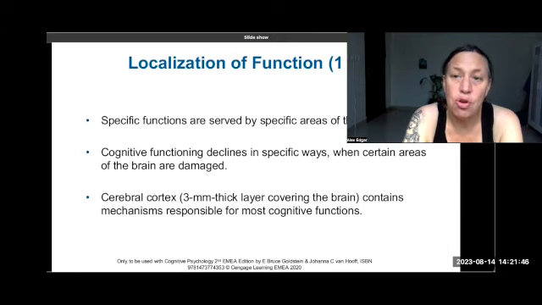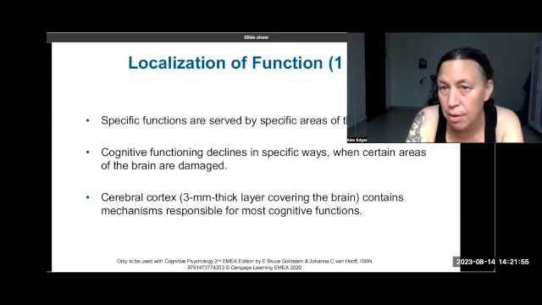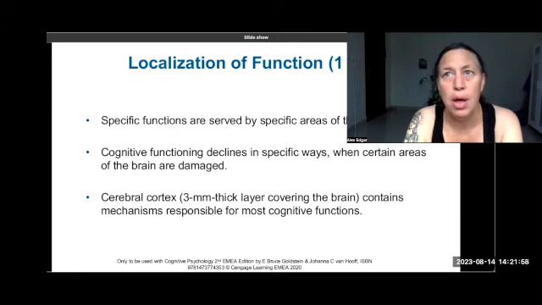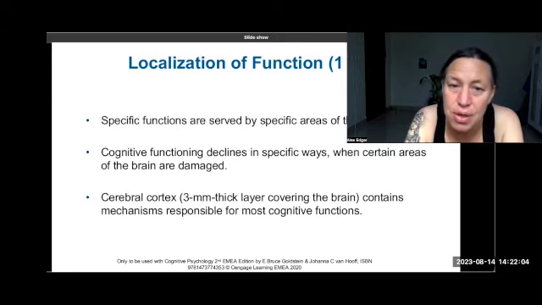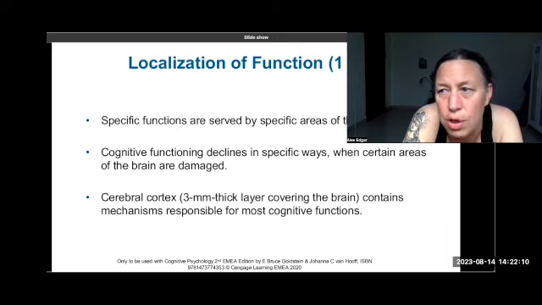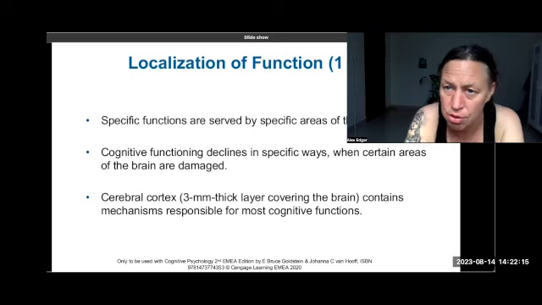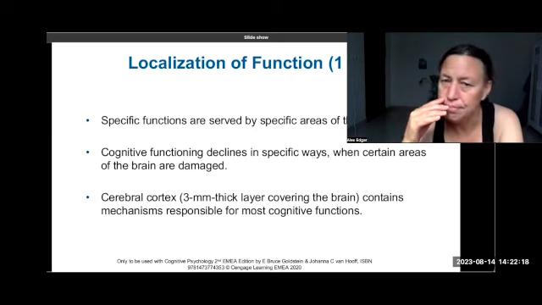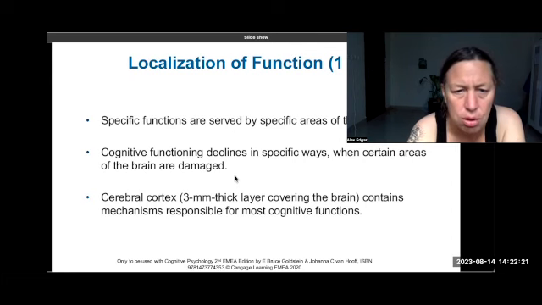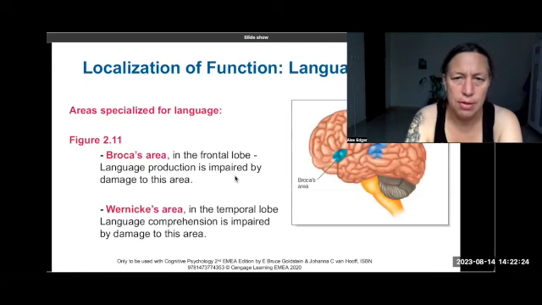Let's talk about localization of function. Localization of function means that specific functions are served by specific parts of the brain. And the Nazi cat experiments prove undeniably that this is true. Did you know the cerebral cortex is only 3 millimeters thick? And that's us, that's the cerebral cortex. So the part of the brain that makes us us is only 3 millimeters thick. This huge organ in this big skull. Fascinating and strange. Okay, so let's look at localization of function with looking at language in particular.